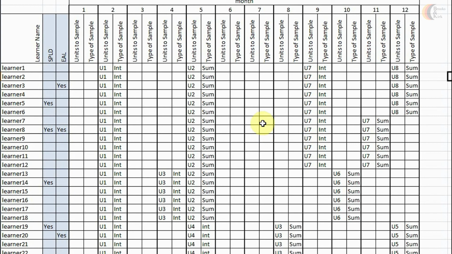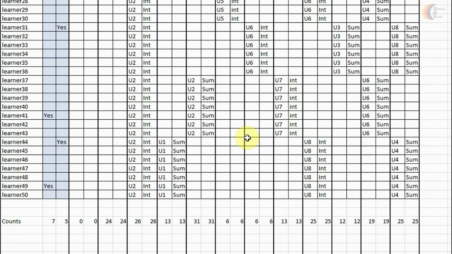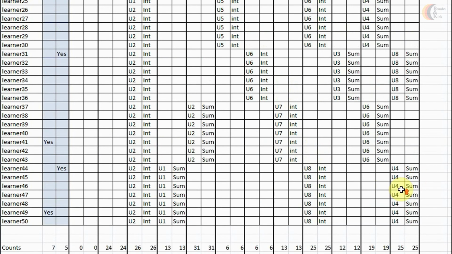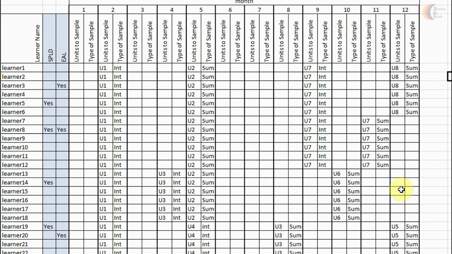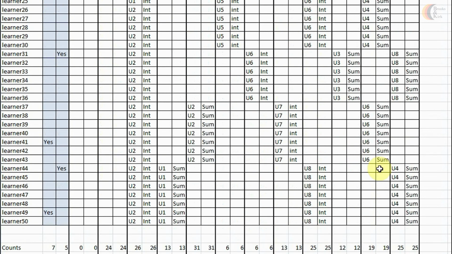It's split down again so that during the course of the 12-month period, there is an interim and a summative sample for every single unit. So every single unit is actually sampled twice, once during its delivery and at the end when it's been completed. Using exactly the same methods, I would expect these last few months just to be mopping up so I can ensure that all my learners are working towards a timely completion.